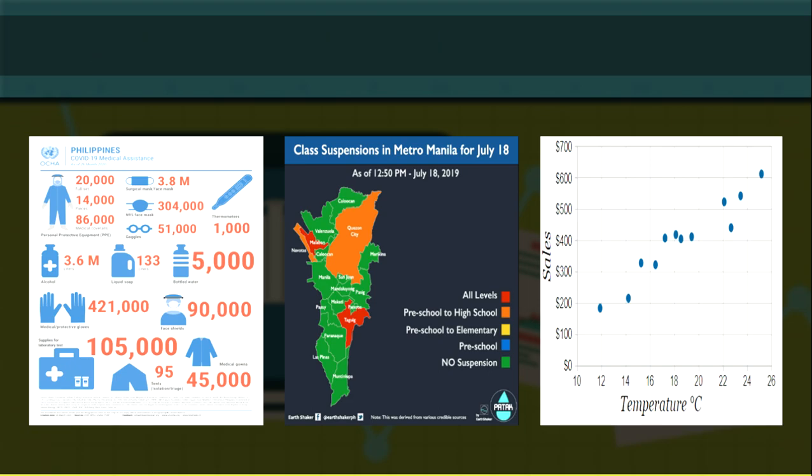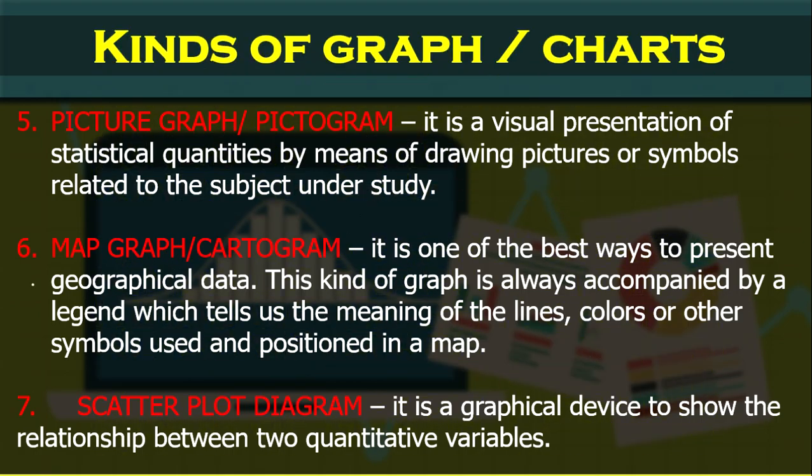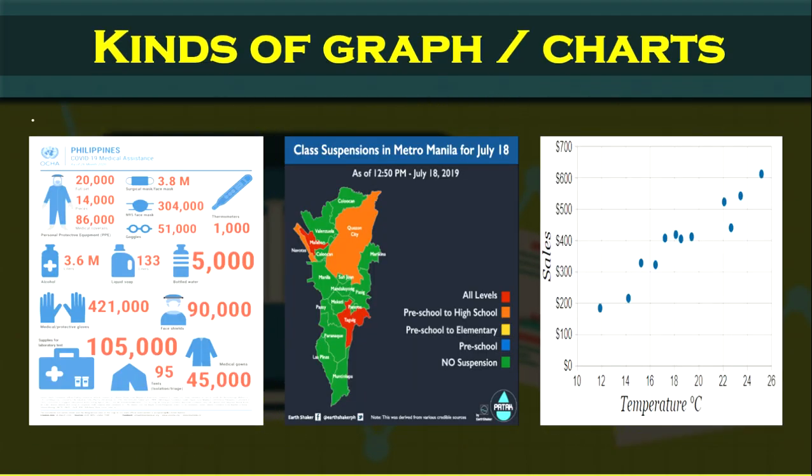Okay, and then the last one here is the scatter plot, or the scatter diagram. It is a graphical device to show the relationship between two quantitative variables. So usually, a scatter plot is used when you want to show the relationship between two variables. It's suitable for identifying the correlations, the trends, and the outliers in the data.